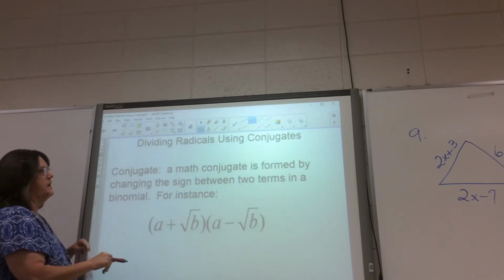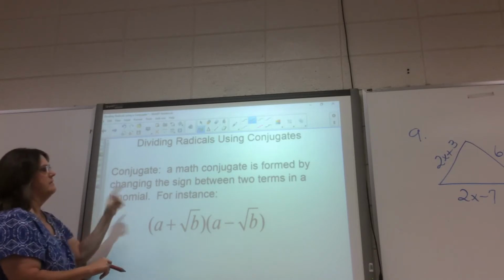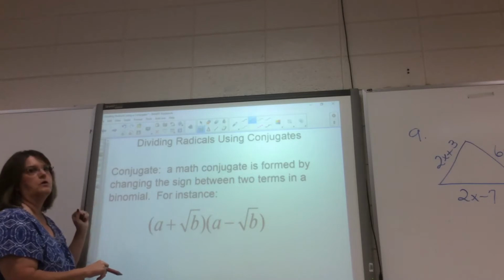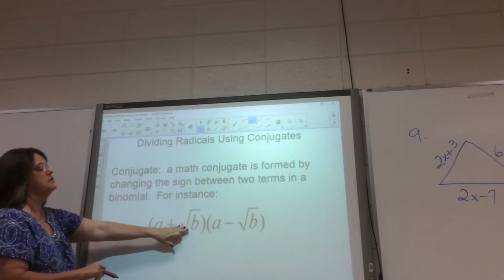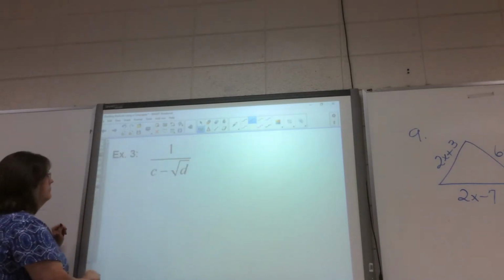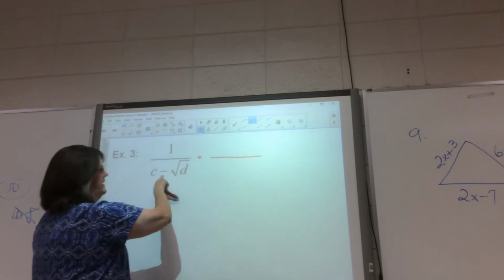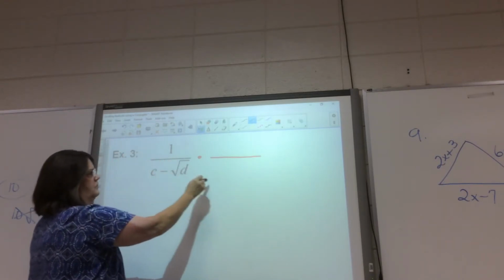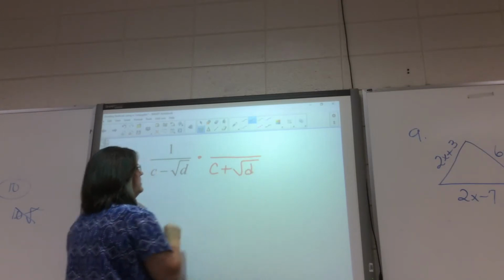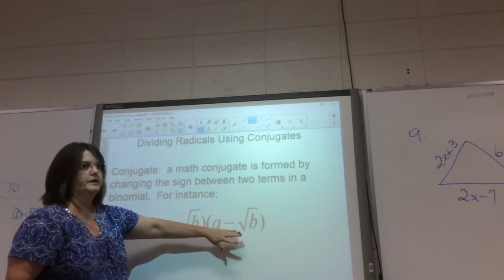All right, sometimes we have what we call a conjugate. A conjugate, a math conjugate, is formed by changing the sign between the two terms in a binomial. For instance, a plus the square root of b and a minus the square root of b. So in order to get this out of the denominator, I want to multiply by c plus the square root of d, because if you'll remember, back over here, these are conjugates of one another.